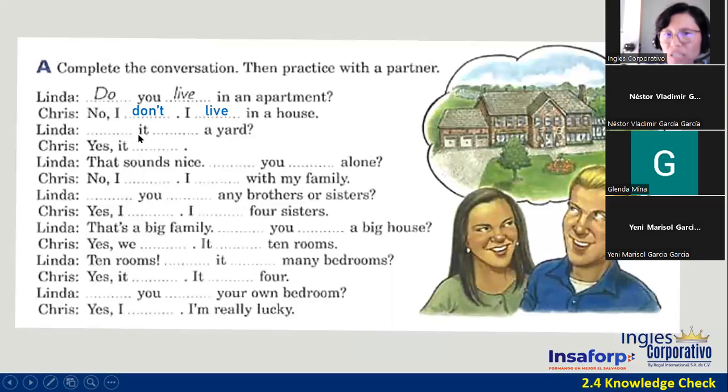So what is the question that he asked? How do you ask? ¿Tiene patio? O si tiene patio en este caso, right? How do you ask, Katat? ¿Cómo preguntamos? ¿Tiene patio? Has it, right? Very good. Does it have? Okay.